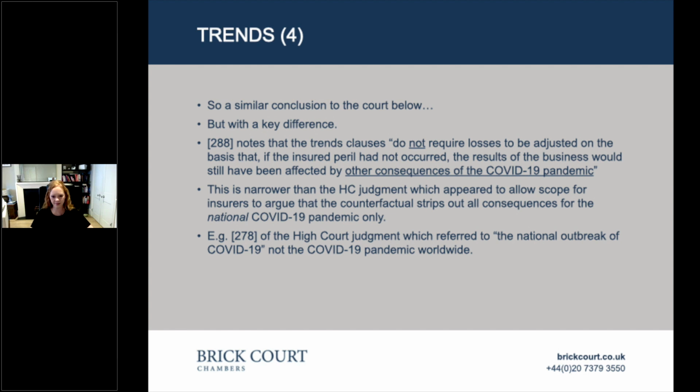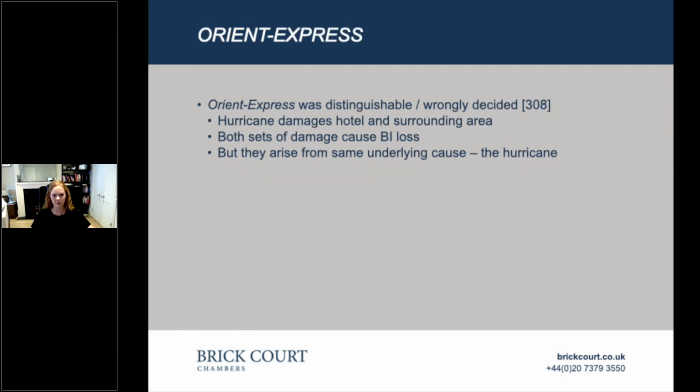Moving on to the next slide. ORIENT-EXPRESS. So this was a High Court judgment, interestingly by Mr. Justice Hamblin, as he then was, on appeal from an arbitral decision by an arbitral panel, which included Mr. Leggett. Nevertheless, in the majority Supreme Court judgment written by the same Hamblin and Leggett, they both suggested that it was wrongly decided and overruled it.